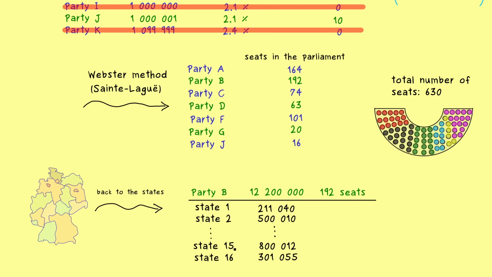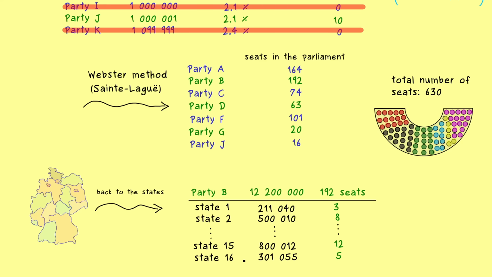In other words, now we have a list again where we list all the 16 states and the corresponding second votes for the given party. Which means we can just apply our Webster method again to get the correct distribution of the seats over the states. Hence, after that, the party inside the given state knows how many seats they get in the Bundestag.